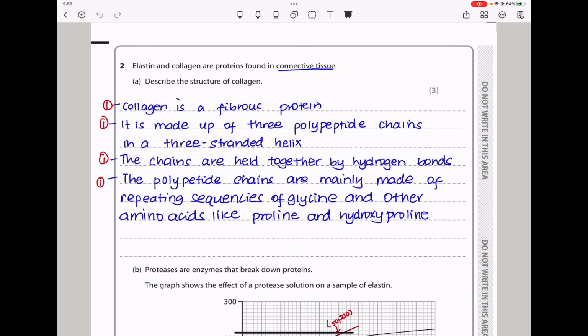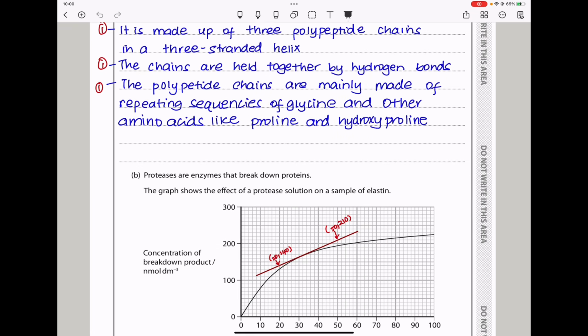Question 2. Elastin and collagen are proteins found in connective tissue. They want you to describe the structure of collagen. Collagen is a fibrous protein, and of course it's made up of 3 polypeptide chains. The polypeptides are 3 strands that are used to form a helix. So the chains are held together by hydrogen bonds, and polypeptide chains are mainly made of repeating sequences of glycine and other amino acids like proline as well as hydroxyproline.